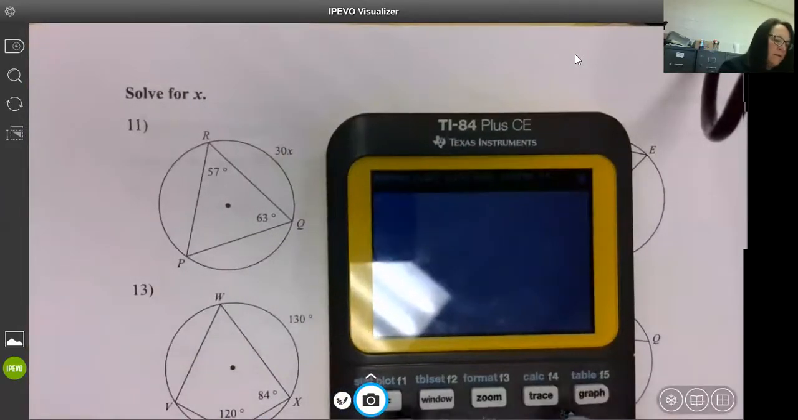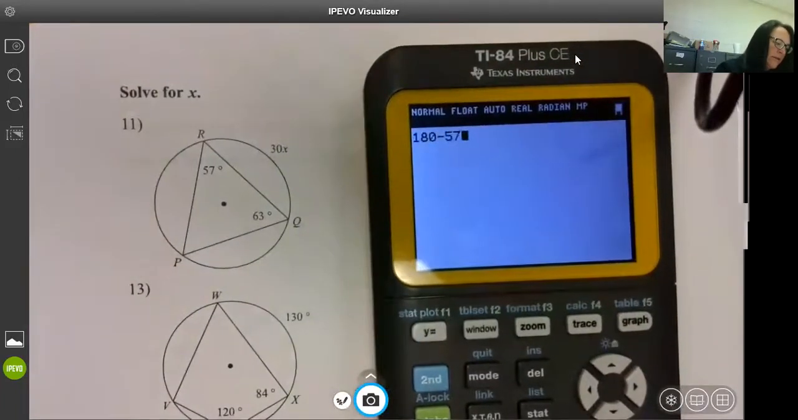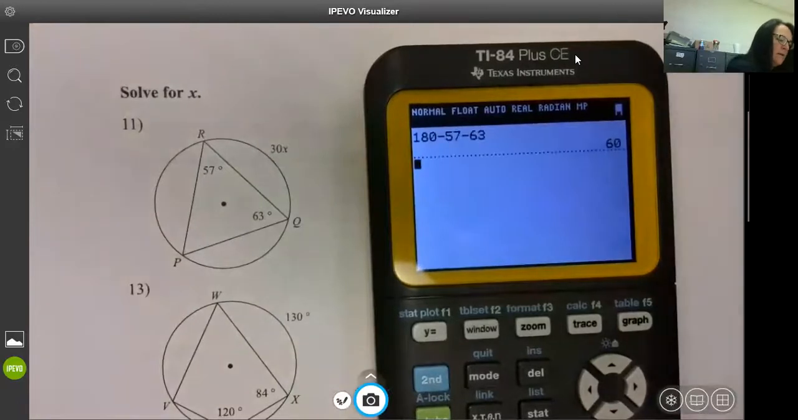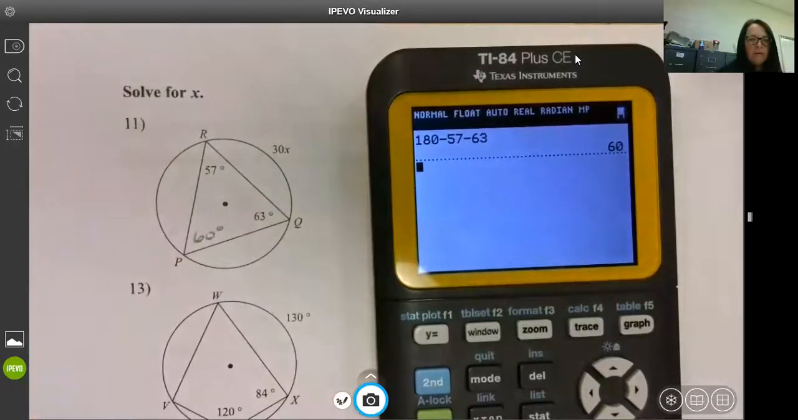And again, turn this up so you can see it. Remember that a triangle is 180. So I'm going to take out the 57 and the 63, and I'm going to get that the remaining angle is 60 degrees. This is just one way you could do it, okay?